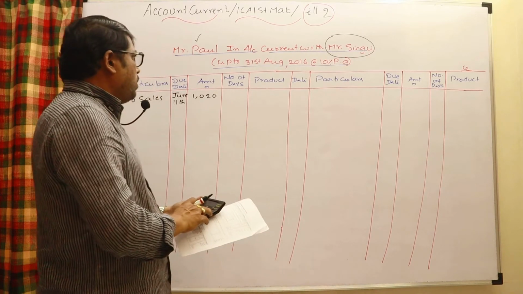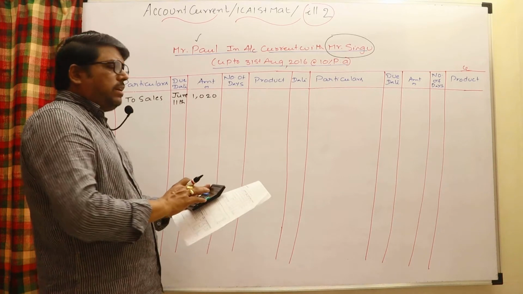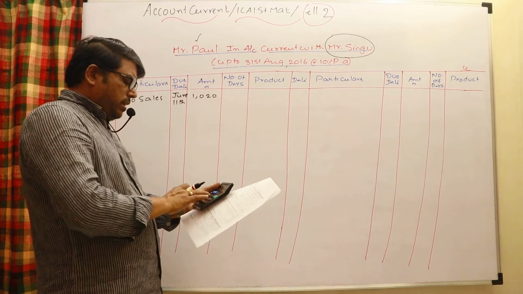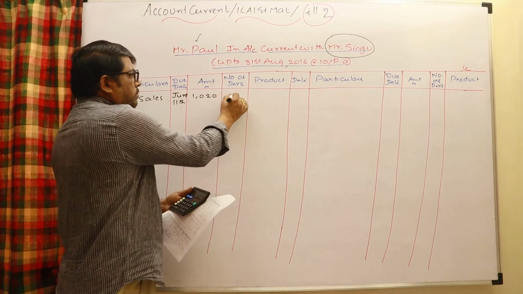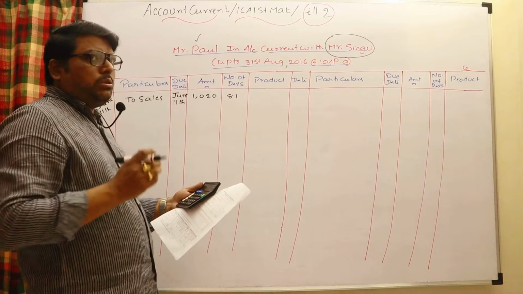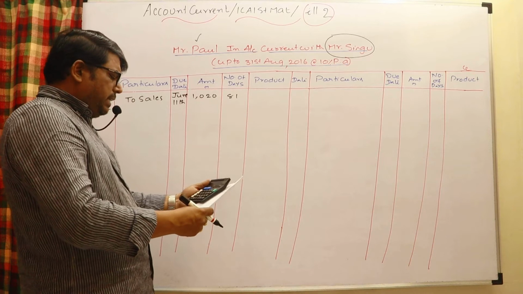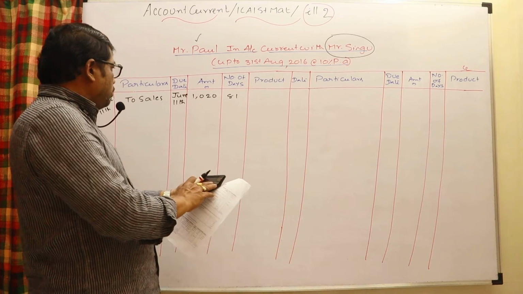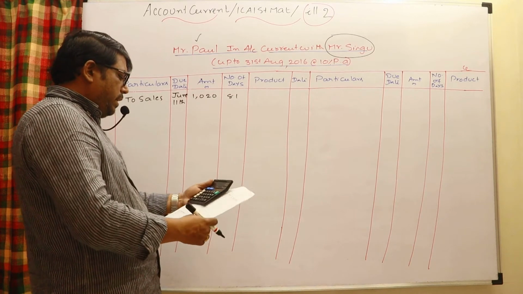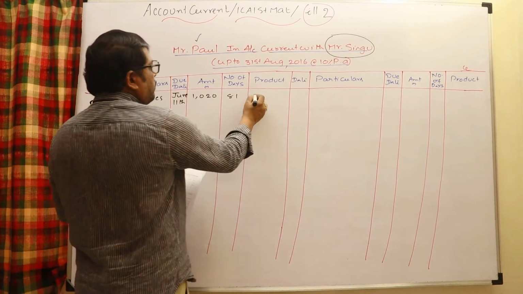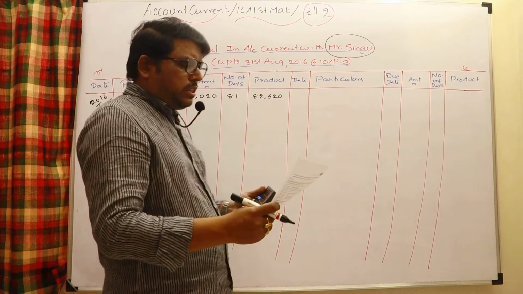From June 11th, you have to calculate up to August 31st. In June, how many days are left? 19. July 31, August 31. Look at the total number of days. It comes to 81 days. Multiply 1020 into 81 to get the product. 1020 into 81 is 82,620. So the product is 82,620.